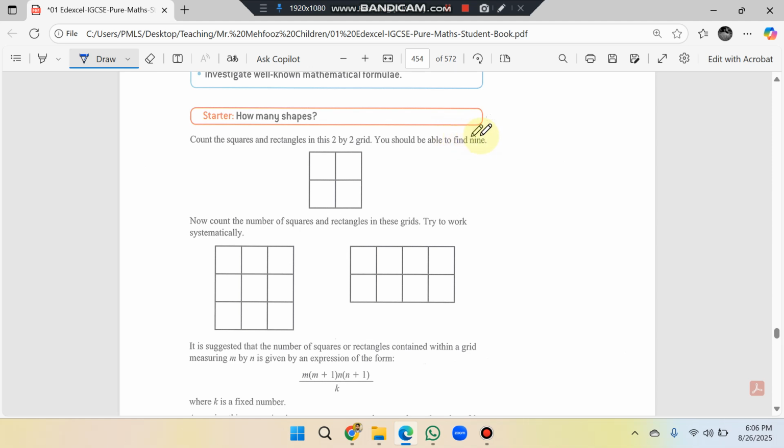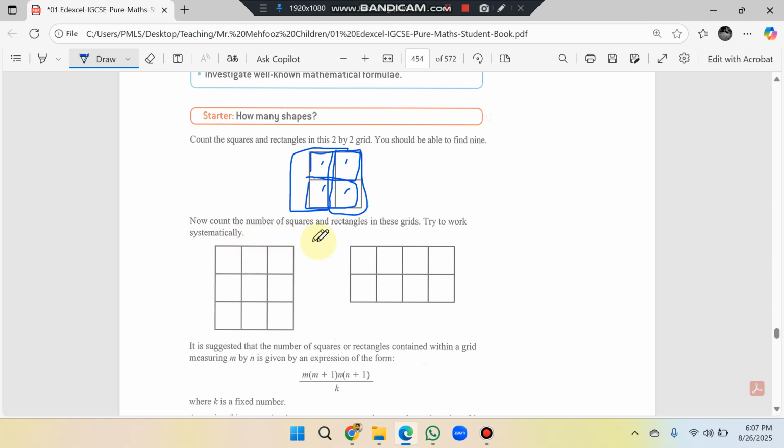You should be able to find 9. How? 1, 2, 3, 4. Then this one is 5. Then this one is 6. This one is 7. This one is 8. And the total is 9, right?